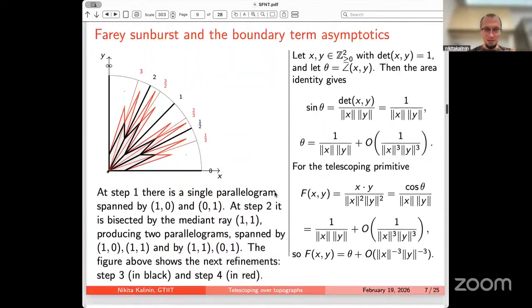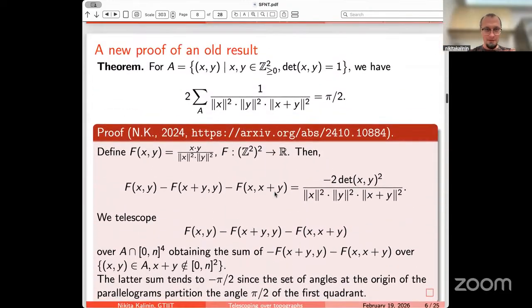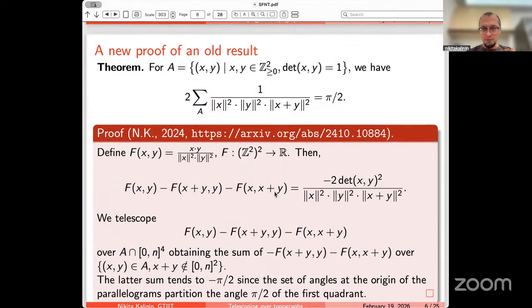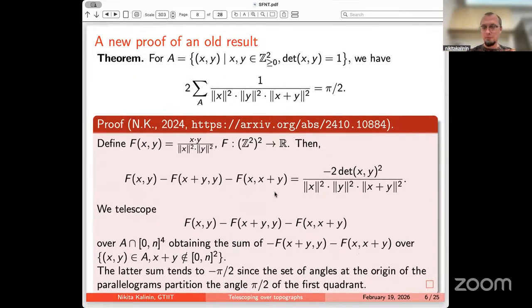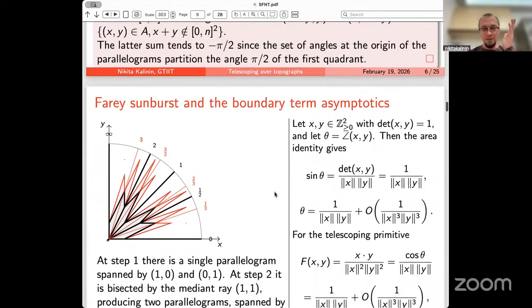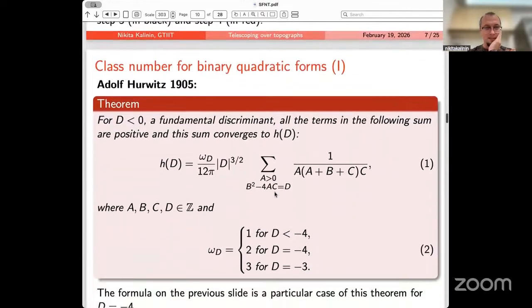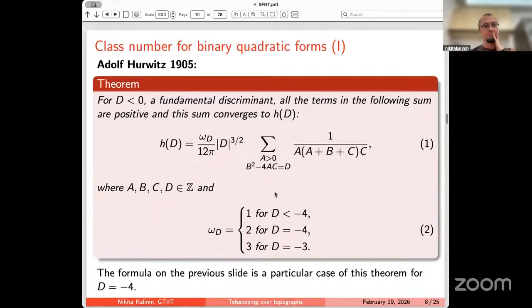Okay, now let me relate this result to the classical stuff. I was very proud when I discovered that, but then I started asking people, and I asked on MathOverflow, because maybe this result is not new. Maybe somebody else proved that. And it happened that yes, it was proven at least twice. It was proven 100 years ago and 30 years ago. So now let me explain how it's related to class number.